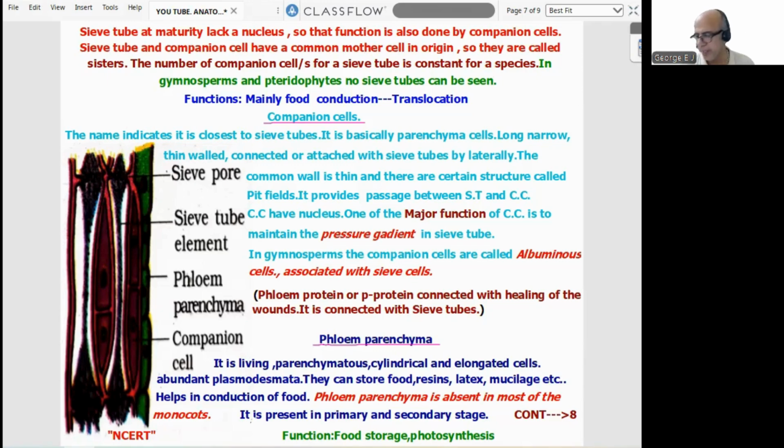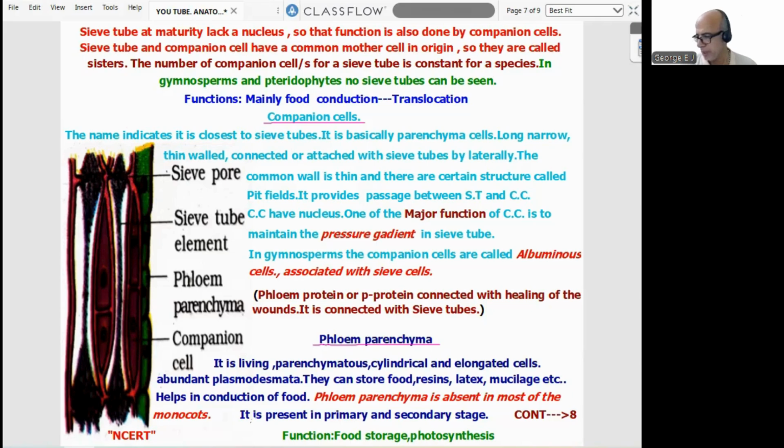Now comes phloem parenchyma. It is living, parenchymatous, cylindrical and elongated cells, with abundant plasmodesmata. They can store food and chemicals like resin, latex, mucilage, etc. It helps in conduction of food. Phloem parenchyma is absent in most of the monocots. It is present in primary and secondary stages. Phloem parenchyma's function is food storage and photosynthesis.